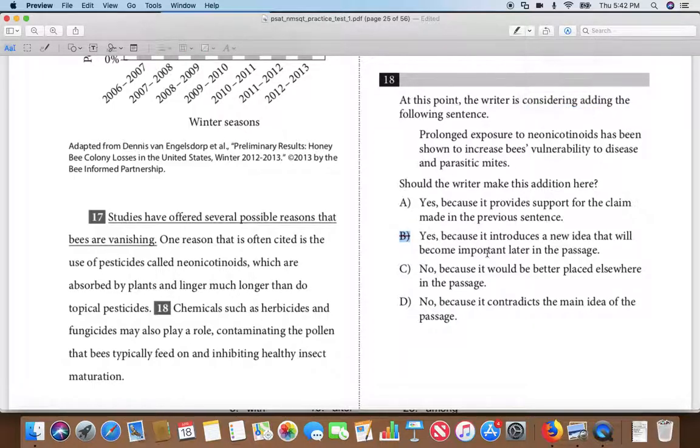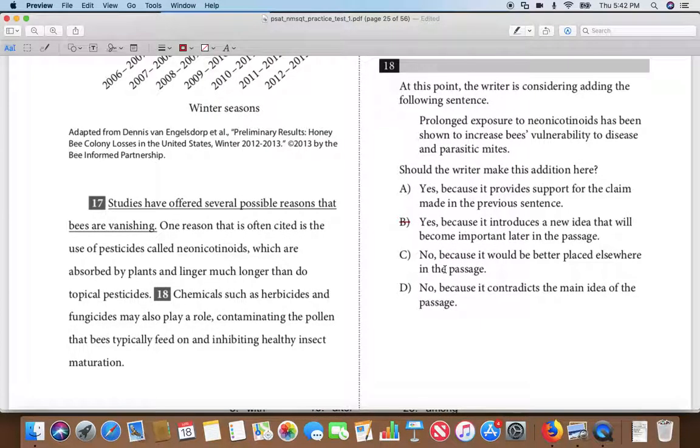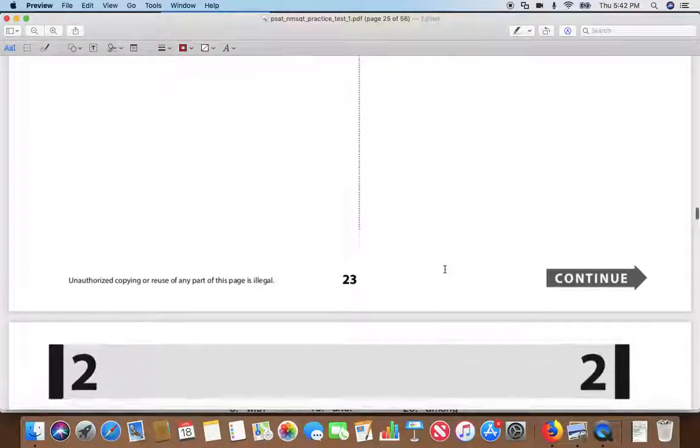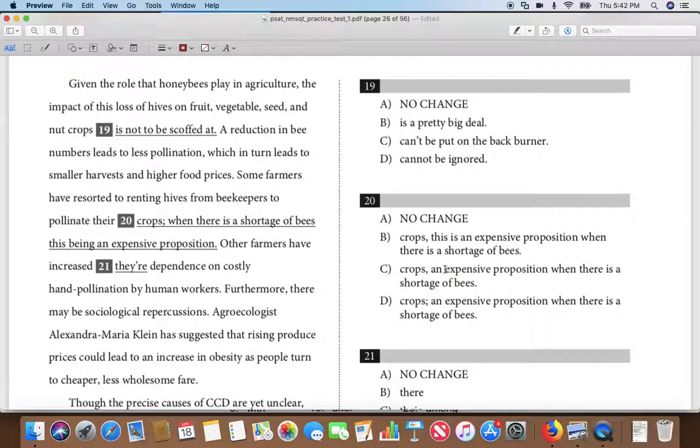It is A. And then we don't have to worry about C and D. Now, if we read A and B and didn't like either one, then we can go test C and D. But generally, your instincts about whether or not the addition should be made are pretty good, and you can generally leave it at that. Great job. Let's keep going.